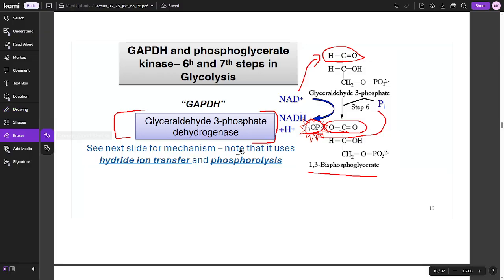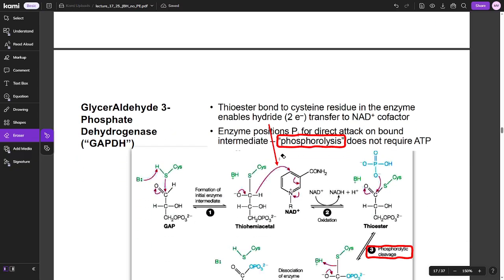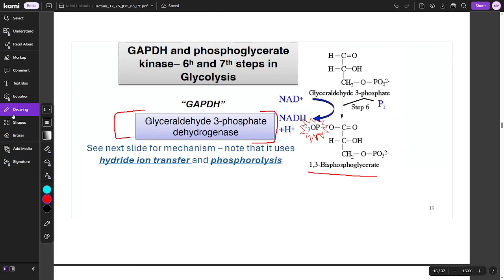So now we've created this very high energy molecule that has two phosphate groups attached to it that we can now use to generate ATP. We've done this on both glyceraldehydes, by the way. So both glyceraldehyde 3-phosphates have been turned into 1,3-bisphosphoglycerates. We got two of them, right? So we now move on to the next step.